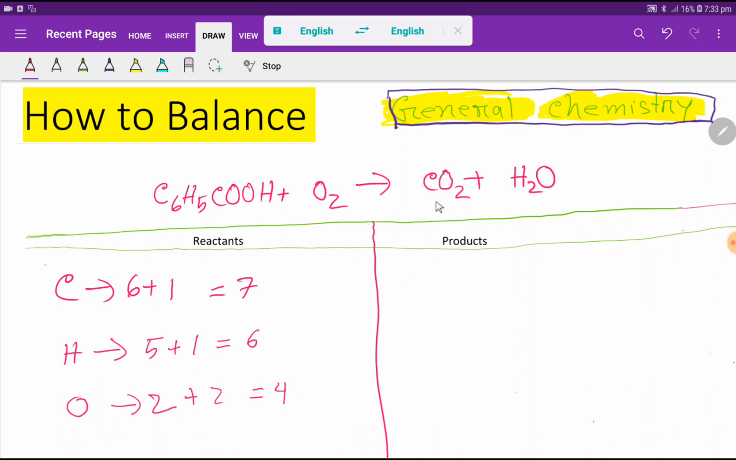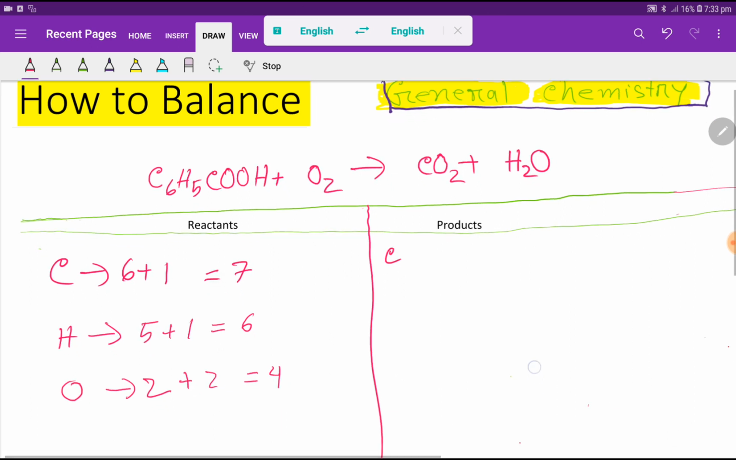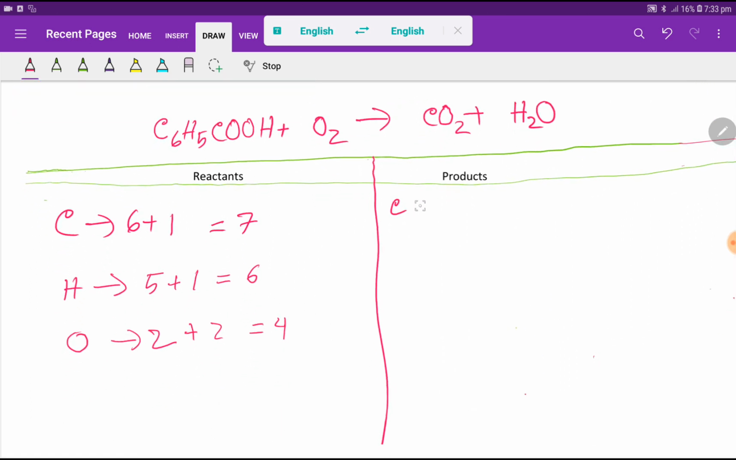On the right hand side we have carbon, that is 1. Then we have oxygen, that is 2, plus we have here 1 more oxygen, so totally we are getting 3. And here we have hydrogen, that is 2.